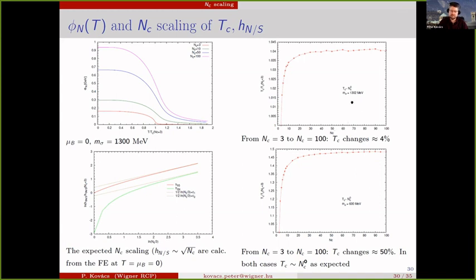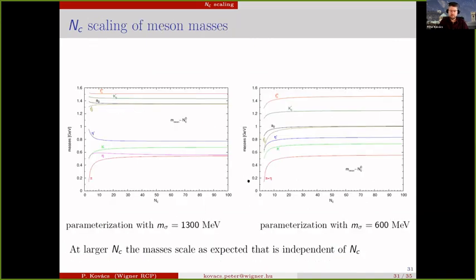These are 2 different kinds of parameterization; the sigma mass is different in these cases. Just another check: the external fields should scale as square root of Nc. We didn't set this, we just calculated how it behaves, and it nicely goes as square root of Nc according to this fit. And what happens with the masses? Masses should scale with Nc to the power of 0, so they are constants. In any parameterization there are some changes initially, then it mostly goes to a constant.